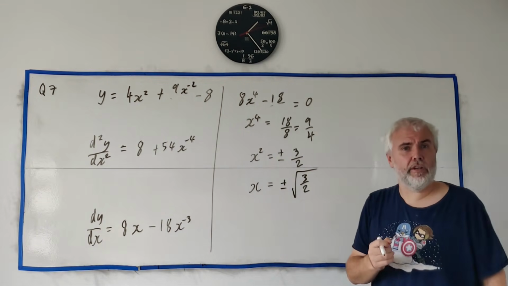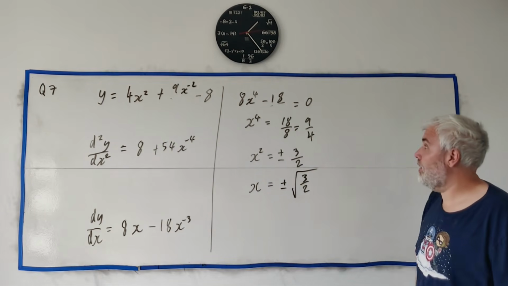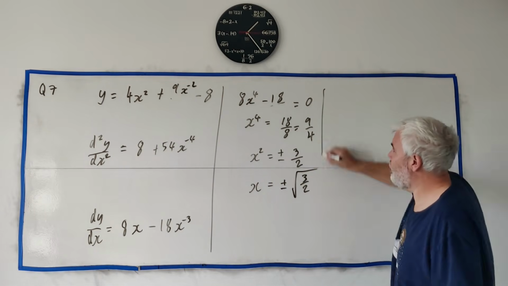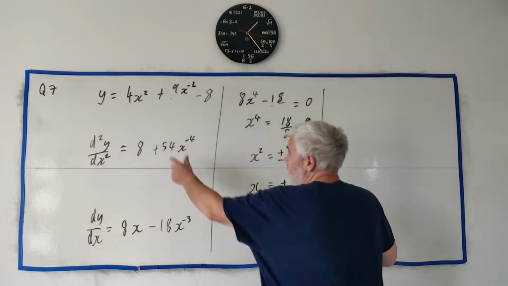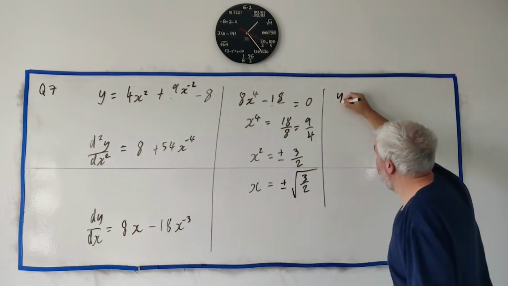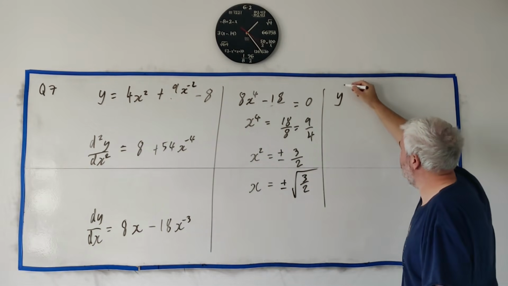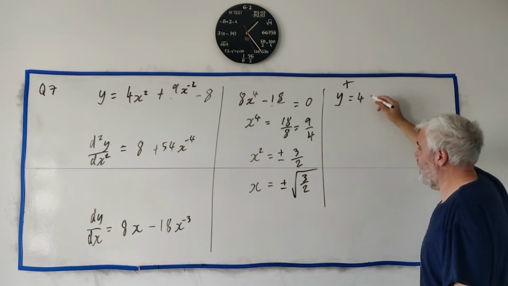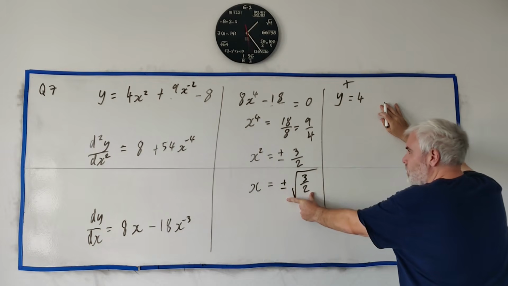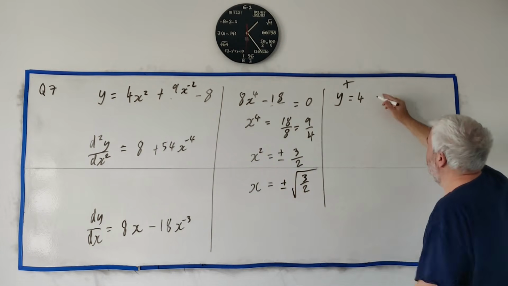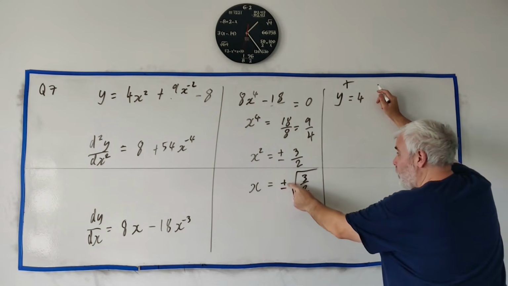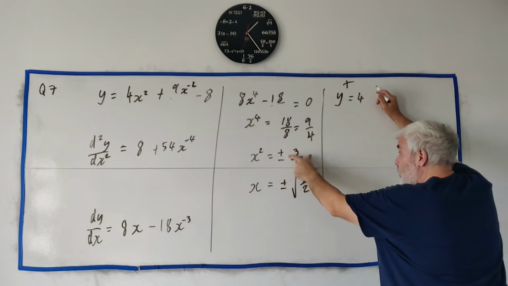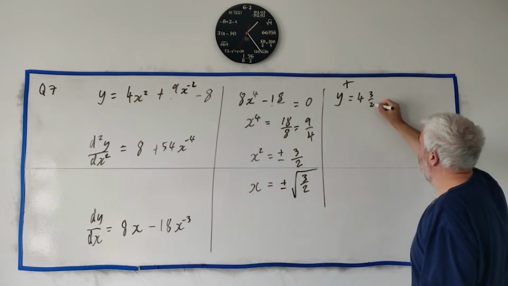They wanted the coordinates, so you need to find y. We have this equation here with y. Let's put each of them in separately. First of all, let's do the plus one. y is equal to 4 times this squared. Well, we had that just here. Whether plus or minus, squared, we get a plus. So we get 3 over 2.